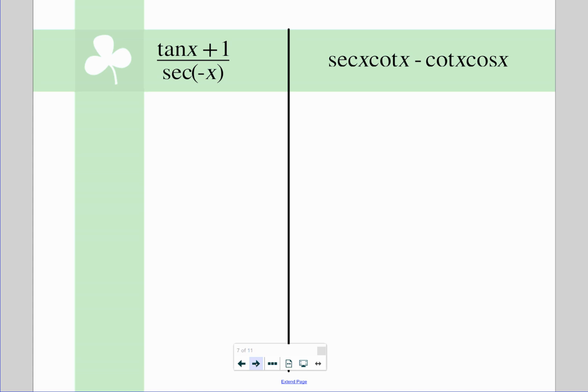If you see a negative angle, negative x, negative y, negative theta, u, v, whatever it is, the first thing you're going to go to is the even odd identities, because those are the only identities that have a negative angle in them. Okay? Is secant even or odd? It is even, which means what can I do with that negative? I can take it out. That's going to be the first thing I'm going to do. If it was odd, I would just move it out front.